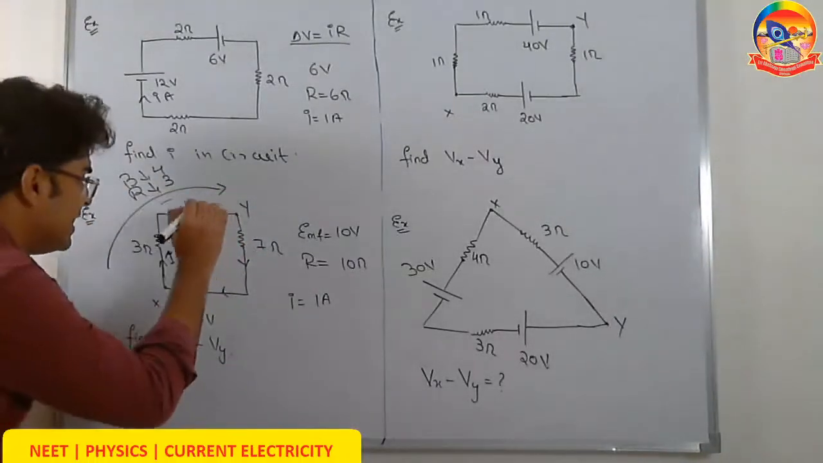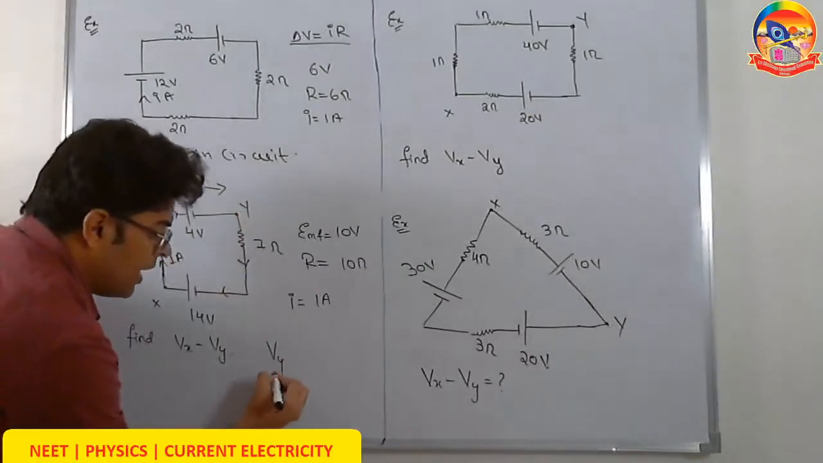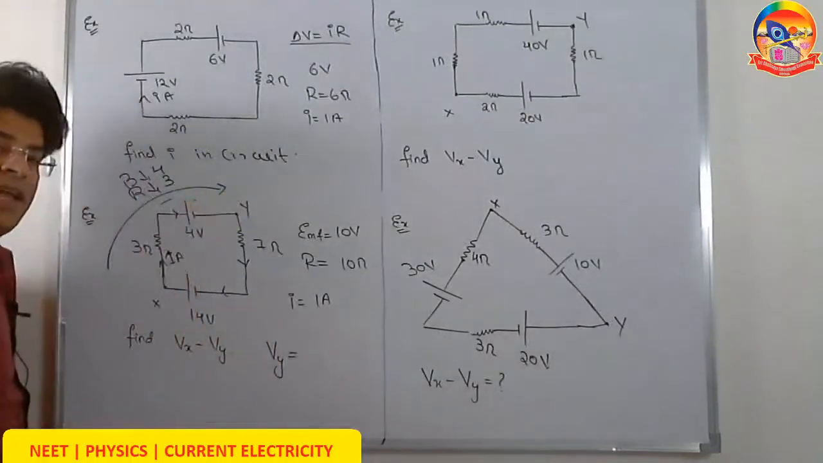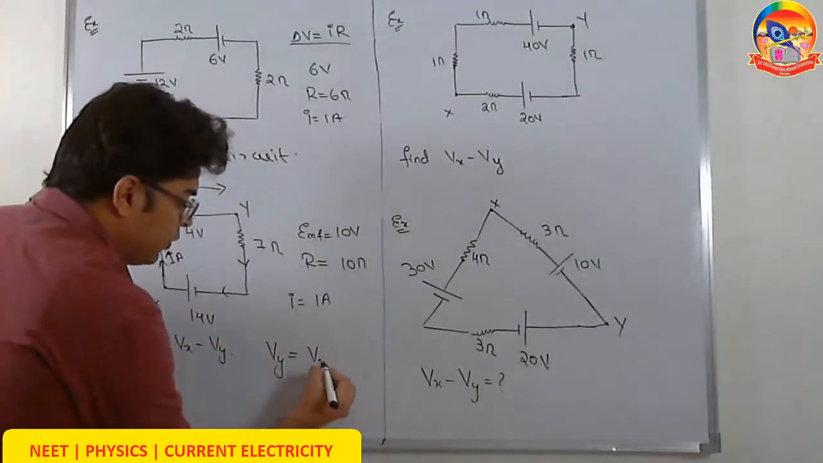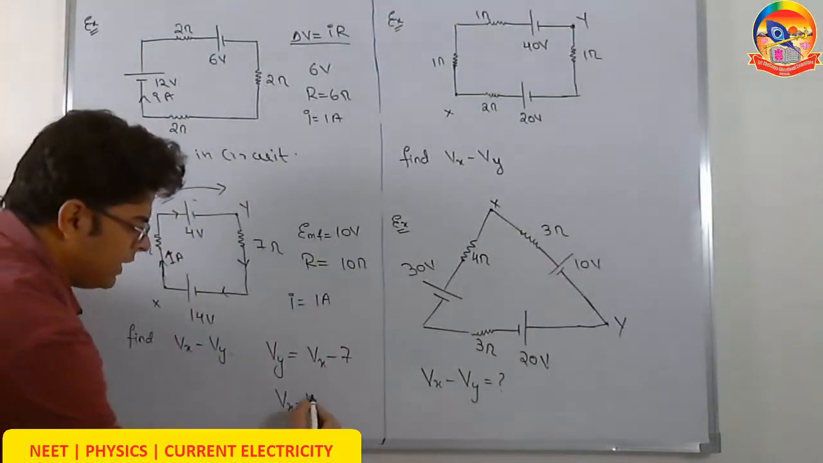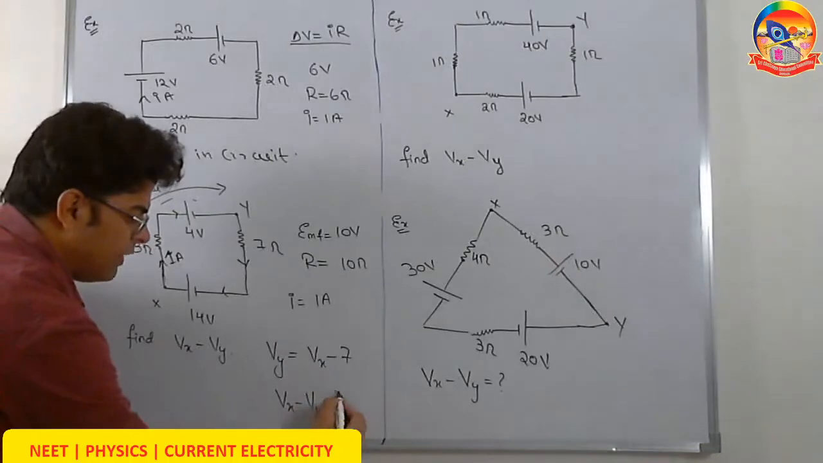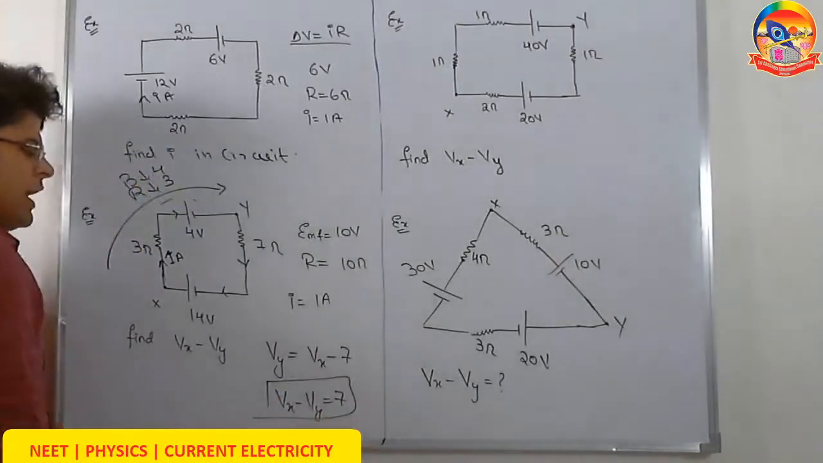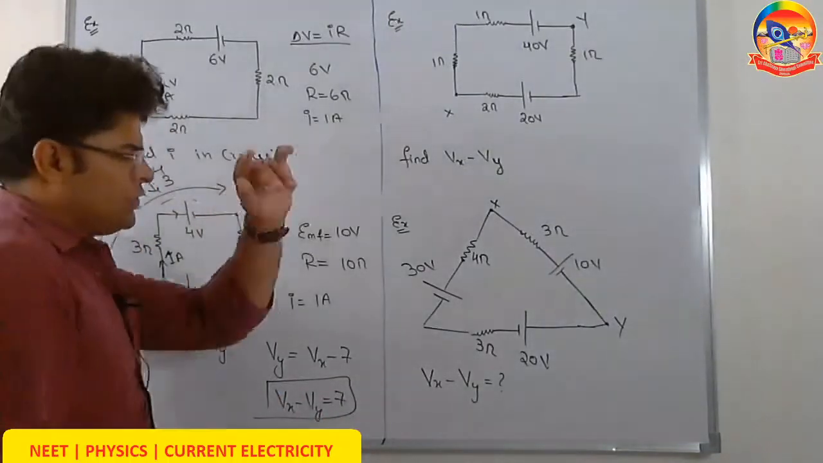So I can say the potential of y has to be 7 less than the potential at x. So potential at y has to be potential at x minus 7. So I can rearrange and write Vx minus Vy has to be 7. Sir, I did not get it. Let's do more. Next question.